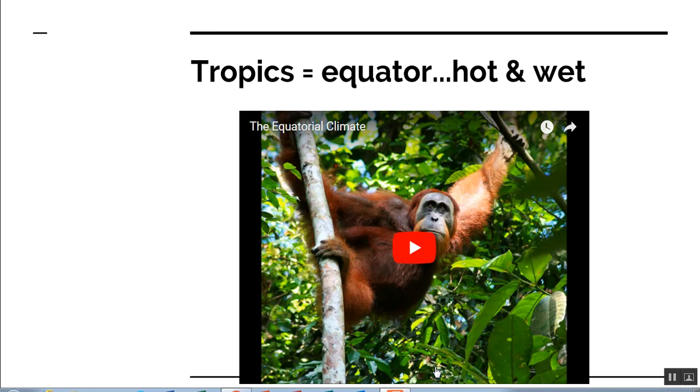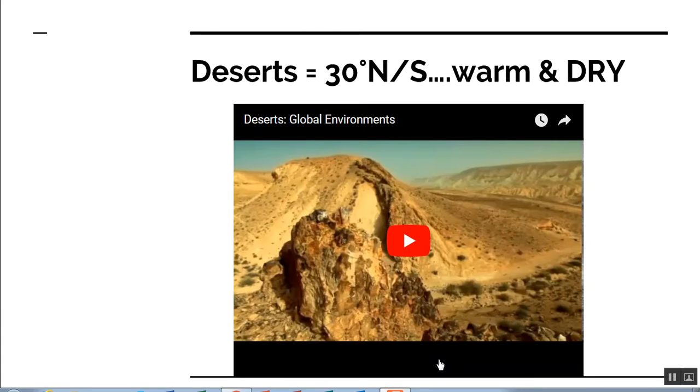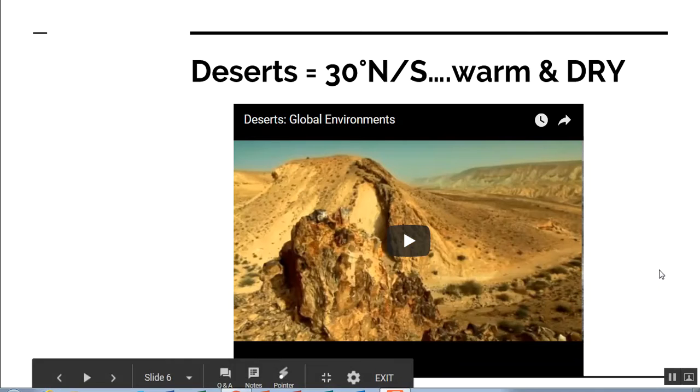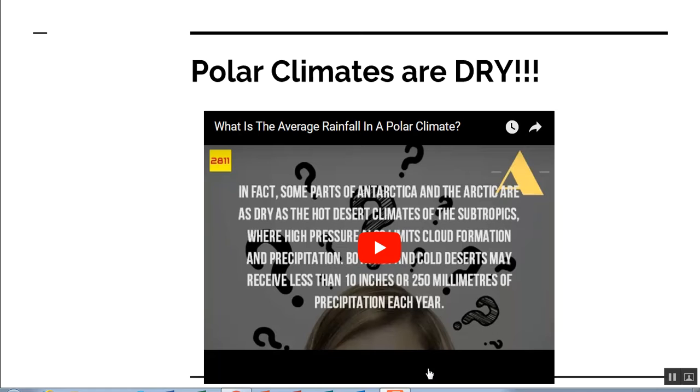We reviewed where the tropical climate zone is. It's at the equator, where you have warm temperatures and very wet conditions. We also looked at where deserts were. They're about 30 degrees north and south of the equator, where you have very dry conditions. Deserts are characterized by very dry conditions. Finally, we reviewed how polar climates are also very dry. Actually, Antarctica is a desert.